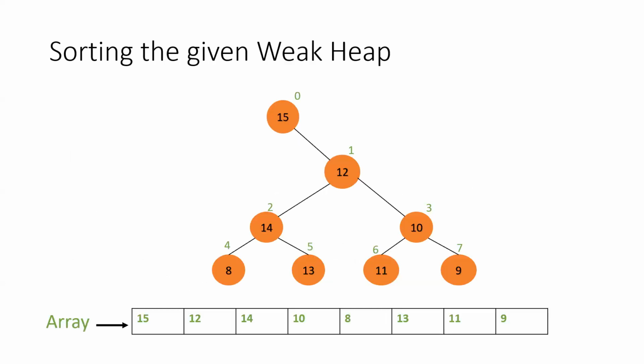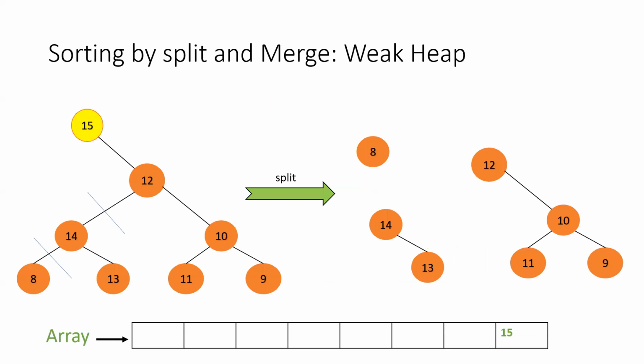Now let's see sorting with an example. Given the weak heap, the binary heap values are placed in arrays as per the index values. So here shown the same. Next, sorting by splitting and merging. Here, as it is a weak heap, the value at the root node holds the highest value, so it is placed in the nth position of the array. Now, the tree is traversed to the leftmost subtree and splits the left nodes as shown here. So, the highest root value 15 is placed in the last position of the array.